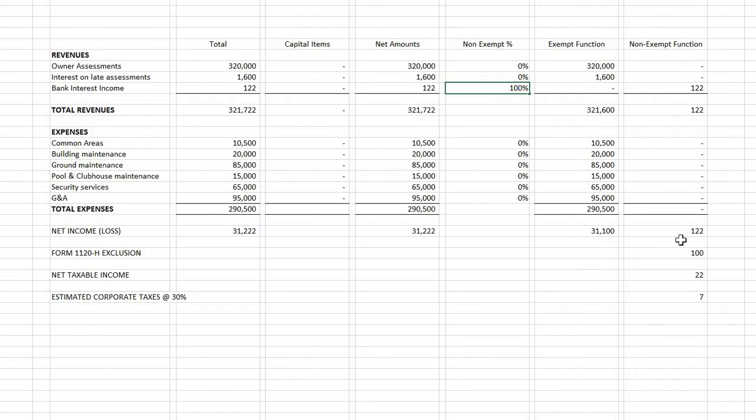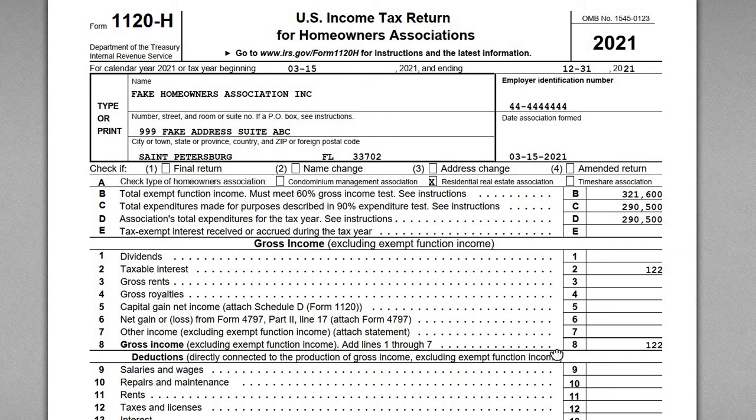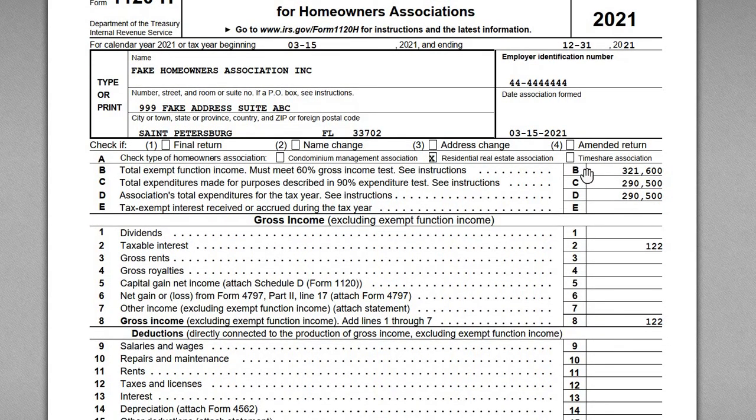So we have exempt, non-exempt. So our exempt function income, $321,600. Our exempt function expenses, $290,500. So if we look up here, we see those two amounts reported on B and C. So they're exempt function income, total expenditures for purposes of that 90% test. So those are expenses attributed to the exempt functions.